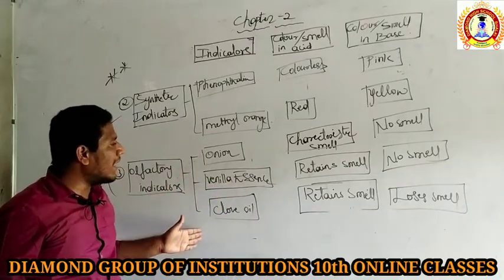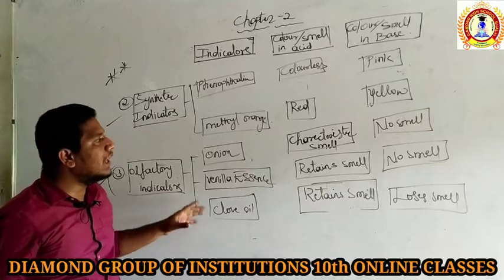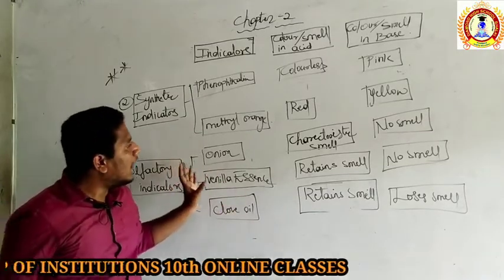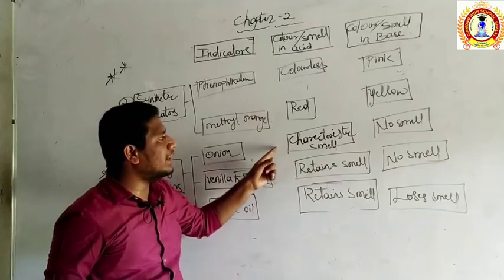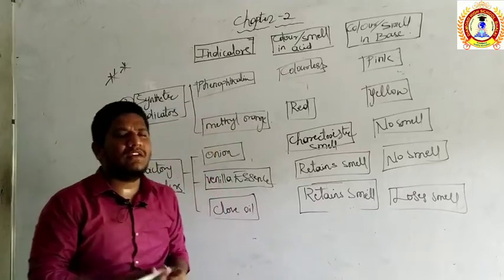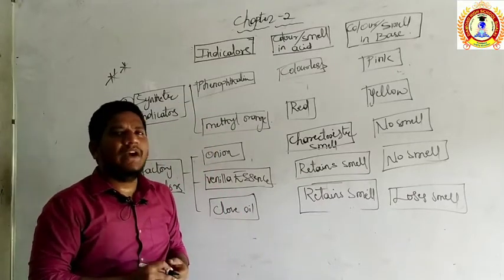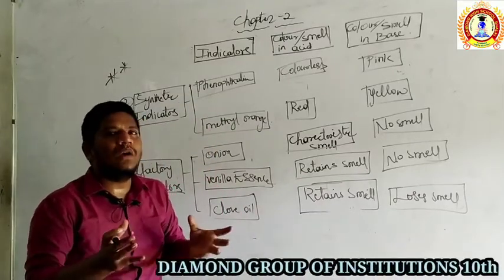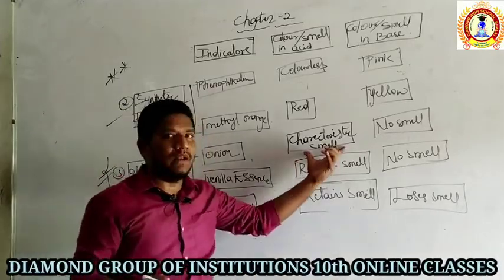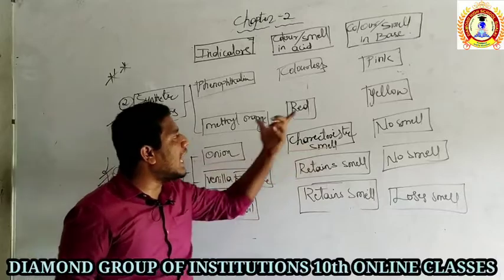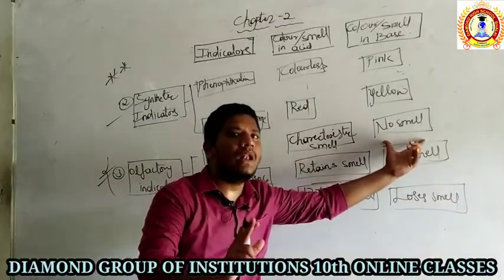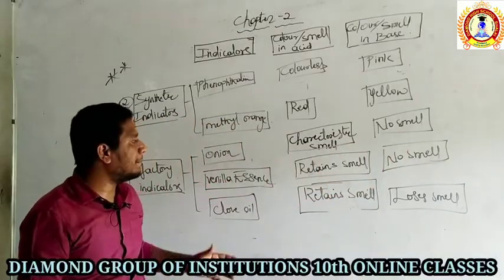These are the 3 examples of olfactory indicators, and they give a smell, right? Onion in acid gives a characteristic smell. Characteristic smell means the basic smells like sweet, pungent, and sour. So all this comes under characteristic smell. Onion in acid has the characteristic smell, but in base there is no smell.